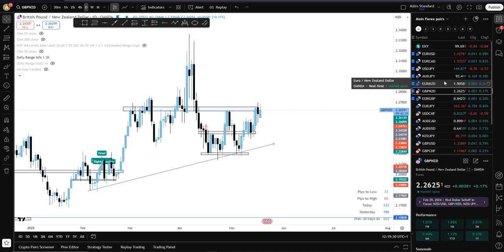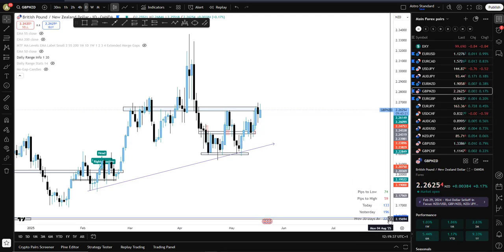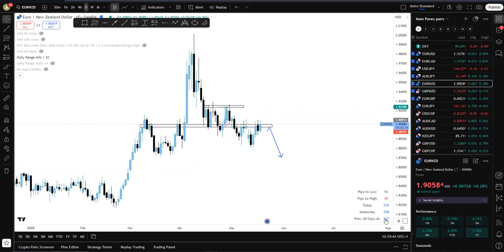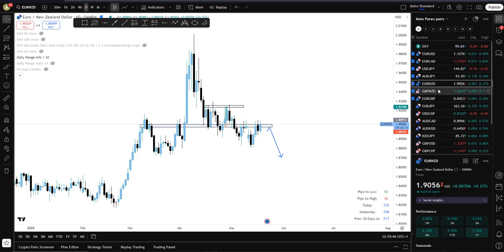So I would probably go with the Euro New Zealand, but again, whichever one gives me a good confirmation, because these pairs can move really fast. These two do over 200 pips per day at the moment since Trump has come in. So whichever one gives me a better confirmation, I would go with that.